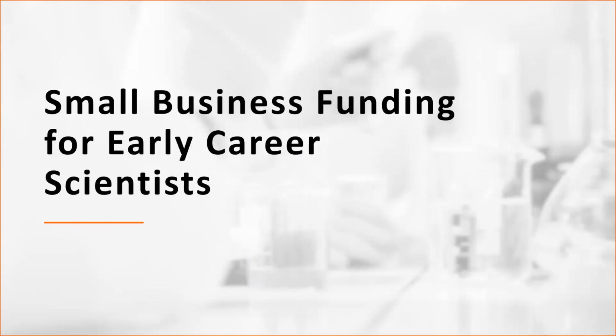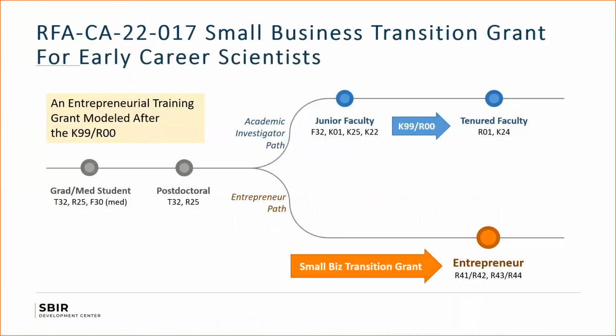So I'll talk a little bit about small business funding for early career scientists, or the Small Business Transition Grant. It is modeled after the K99R00. When we look at the path to tenured faculty and the path to entrepreneur, even though you can make that leap to entrepreneur from anywhere, we didn't see any assistance grants to help postdocs make that leap. And if they're thinking about moving to entrepreneurship, we thought it would be really helpful to have one of these interim transitional grants. And so we developed the Small Business Transition Grant. And the most recent RFA is CA22017. So you can pull that up, you can Google it, and it will be the top hit.